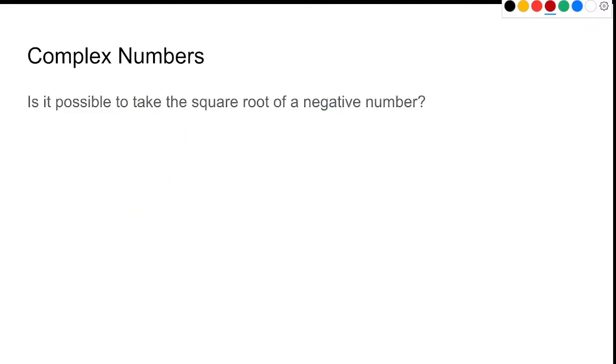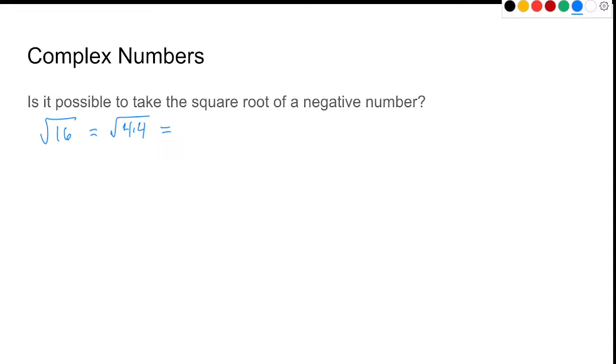Complex numbers. Sometimes we need to use complex numbers. What are they? Well, first of all, they come out of this need to take the square root of a negative number. Now, when we're taking a square root, we'll just take like 16. The square root of 16 is what? We're looking for a number that multiplies by itself to give us 16. And that's going to be 4, since 16 is 4 times 4.